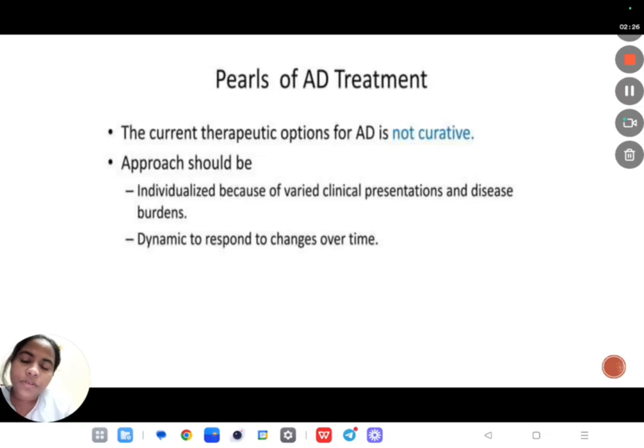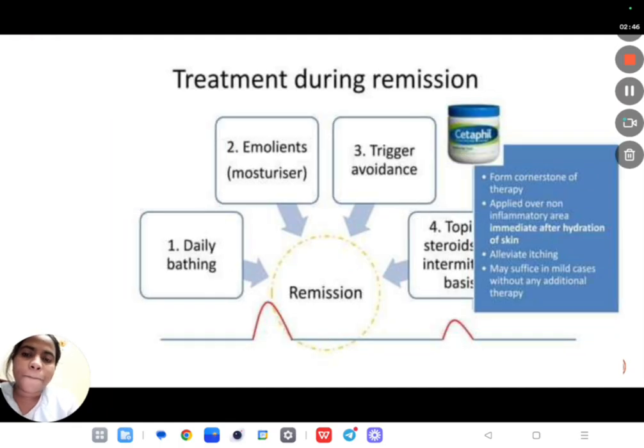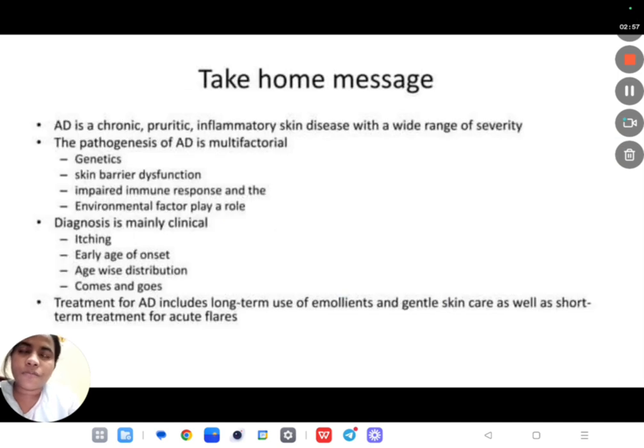Management of AD is usually not curative; the approach should depend upon the clinical presentation. During an exacerbation, we should provide topical corticosteroids, calcineurin inhibitors, and supportive measures like antihistamines and antibiotics. Other supportive treatments like phototherapy can also be given. For the remission time, we should ensure that daily bathing is needed, emollients, trigger avoidance, then topical steroids in an intermittent phase.